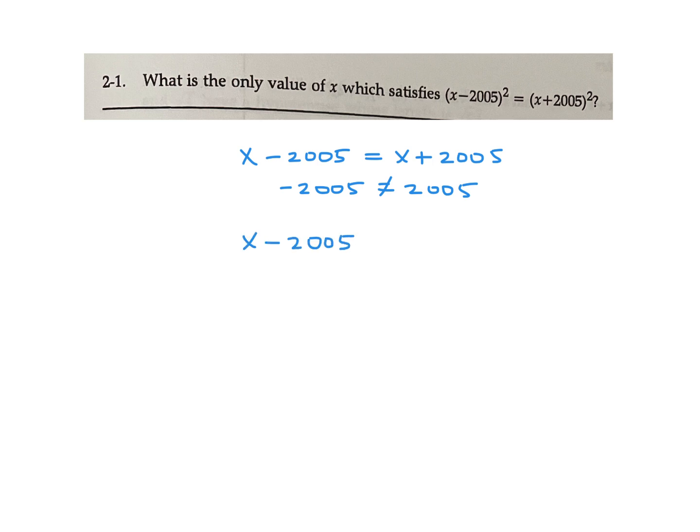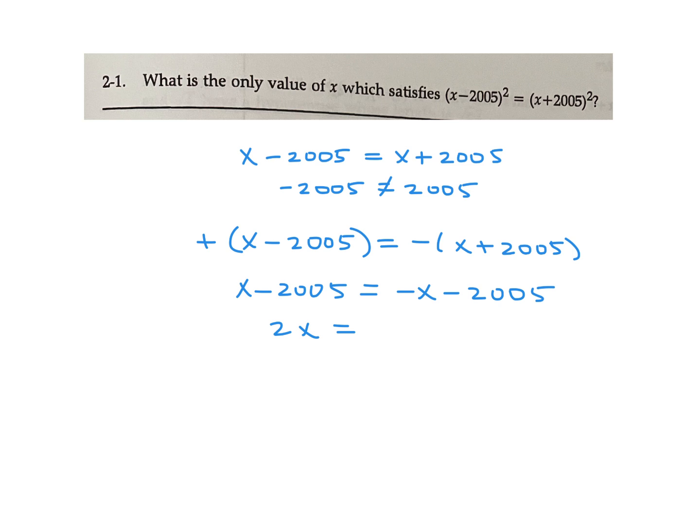Let's take the square root of both sides, but this time I'll take the positive here, and I'll take the negative on the other side. Let's see if that helps. So this just is the same, but this part becomes minus x minus 2005. That becomes 2x is equal to 0, and then x is 0. So x equals 0 is the only value.